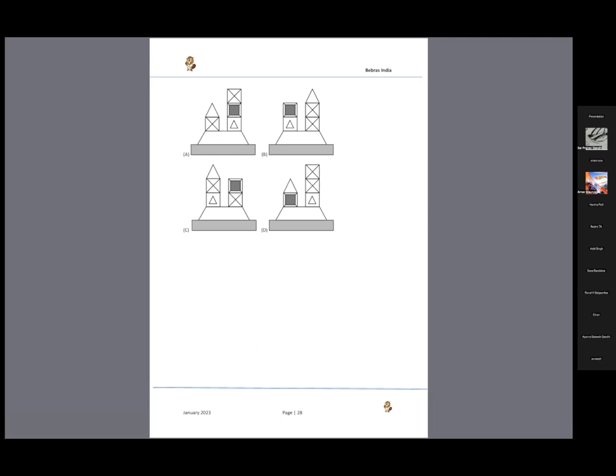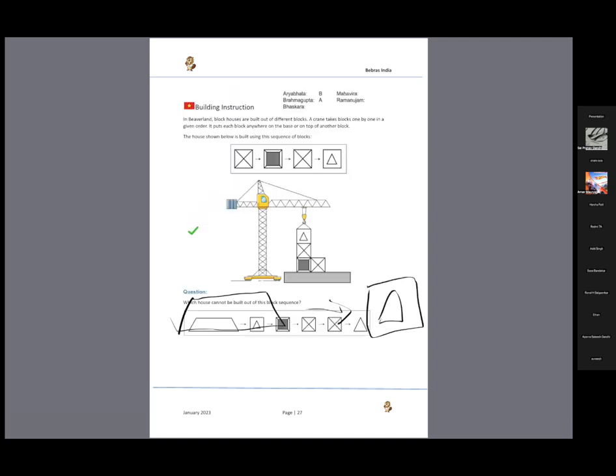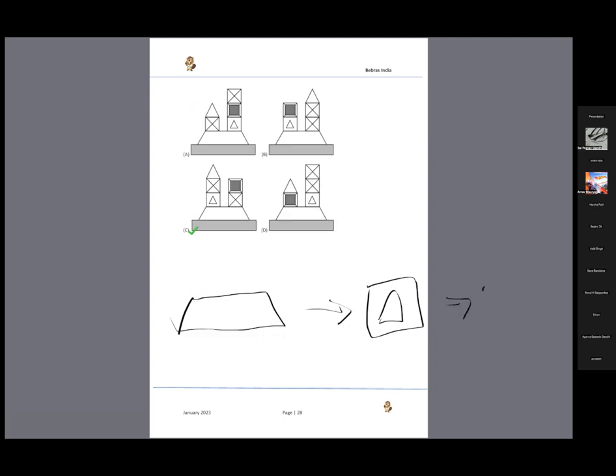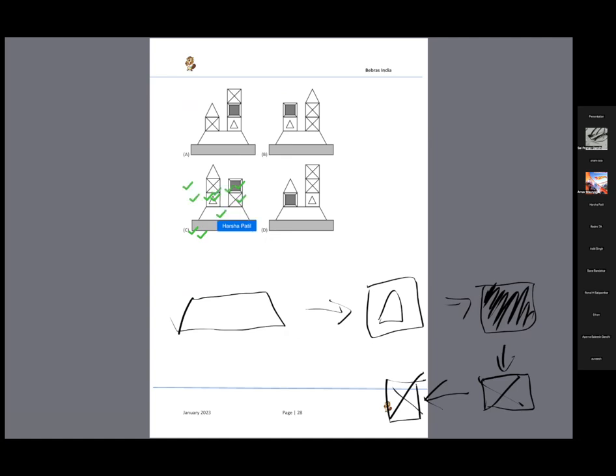So wait, I'll just put the order over here. Real quick. It goes base to triangle block to the colored square, and from there to the block with an X across it, and another one of that, and it ends with the triangle.